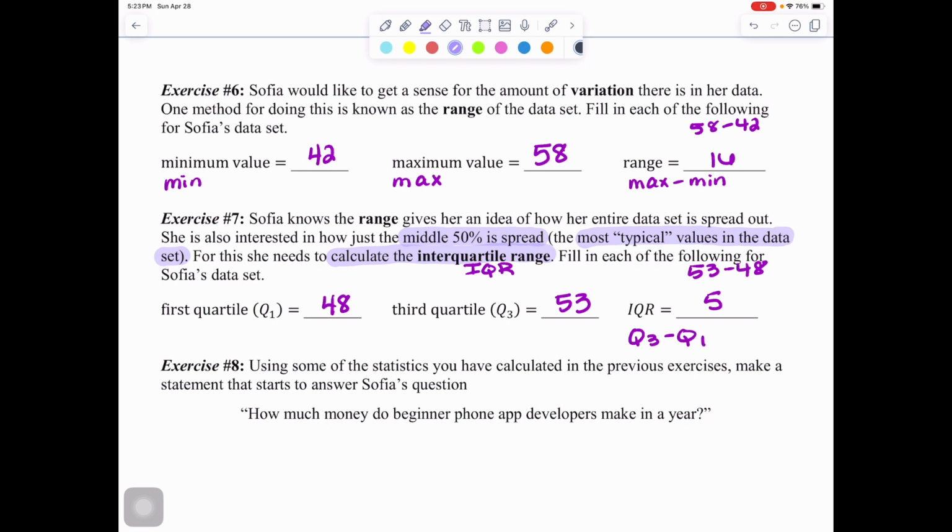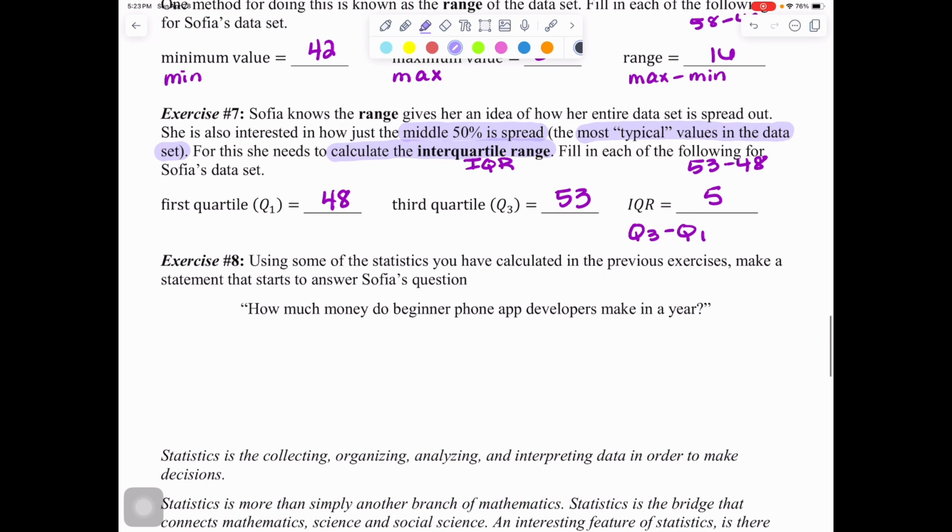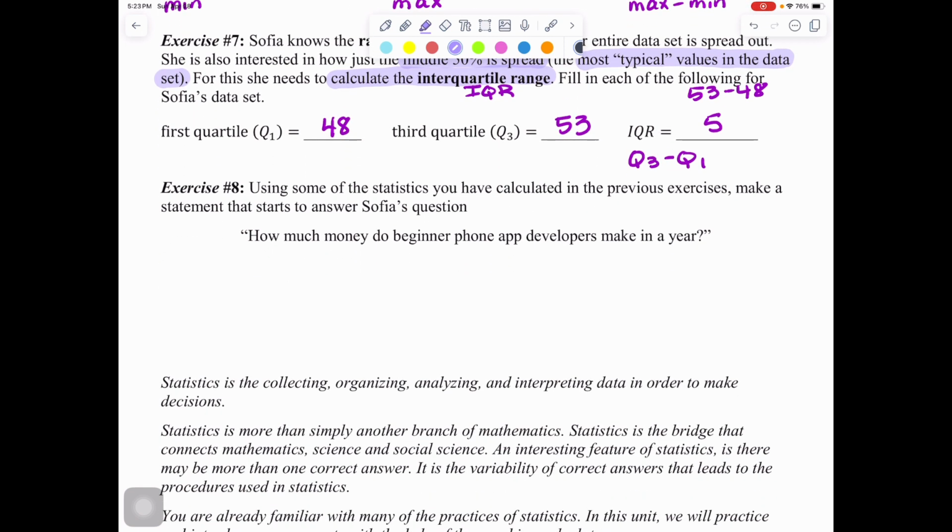So finally, after getting all the way from the statistical question, understanding the variation in this statistical question, understanding what a sample is, using a sample set of data to find the measures of mean and median, and then taking it a step further and finding the variation, what we know about the range and the middle 50%, we have all this data now that we can go and answer Exercise number 8. Using some of the statistics you have calculated in the previous exercises, make a statement that starts to answer Sophia's question: how much money do beginner phone app developers make in a year? So this is where we are going to summarize all the info.